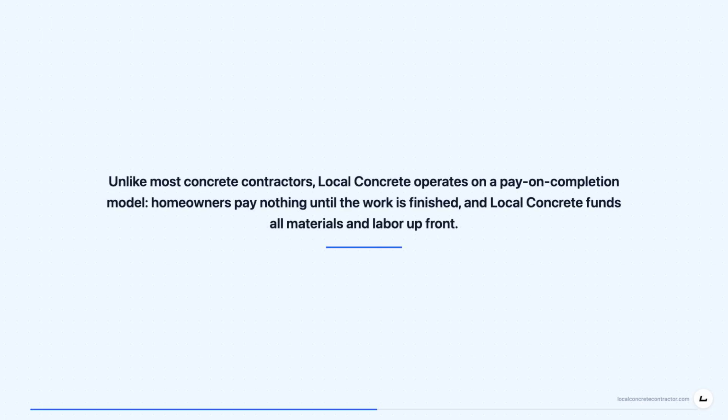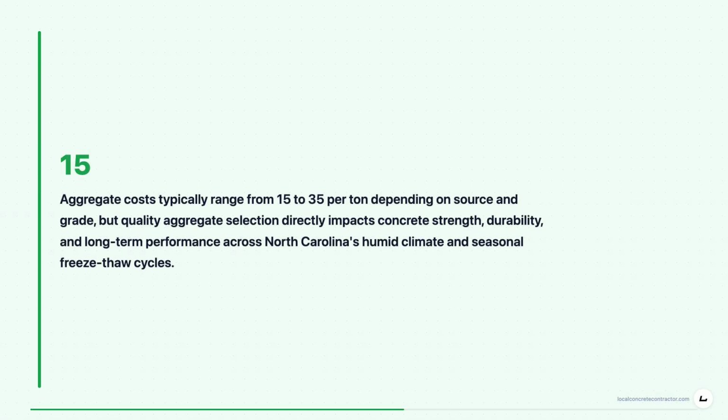Unlike most concrete contractors, Local Concrete operates on a pay-on-completion model. Homeowners pay nothing until the work is finished, and Local Concrete funds all materials and labor up front. Aggregate costs typically range from 15 to 35 per ton depending on source and grade, but quality aggregate selection directly impacts concrete strength, durability, and long-term performance across North Carolina's humid climate and seasonal freeze-thaw cycles.